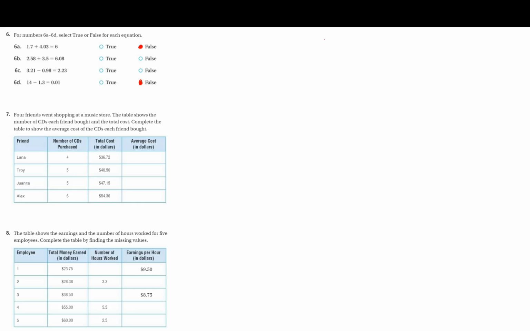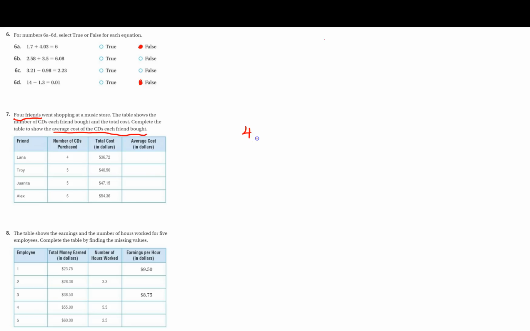4 friends went shopping in a music store. The table shows the number of CDs each friend bought and the total cost. Complete the table to show the average cost of CDs each friend bought. So 4 CDs, total was $36.72. To find the average, we need to divide. So again, I'm going to do a couple of these, but I'm not going to do them all because you're going to be doing the same steps for each one.